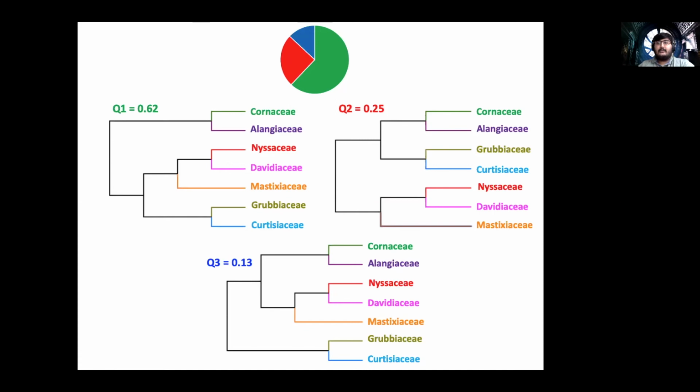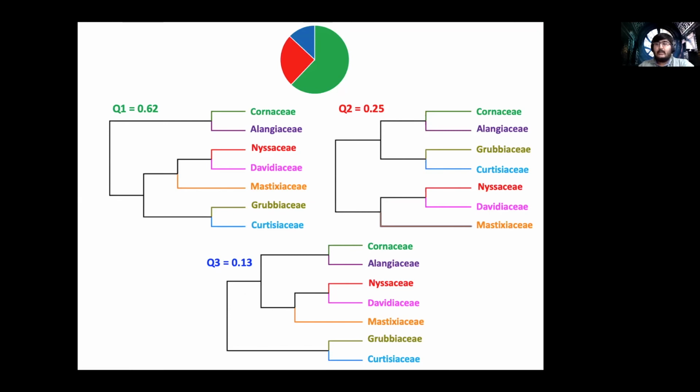So here we're looking at the branch leading to the Nisoids and the Grubiaceae Cartesiaceae clade. For our main topology, we see this being represented by 62% of gene trees with information for this branch. Looking at the two alternatives, we see unequal frequencies. We see 25% support for this first alternative, which places the Grubiaceae Cartesiaceae sister to the Cornaceae Langiaceae, and this is a grouping that we've seen in some previous phylogenies, including the Botany 2019. Then, looking at the second alternative, we see that the Grubiaceae Cartesiaceae is being placed outside of this group with the rest of the tree.